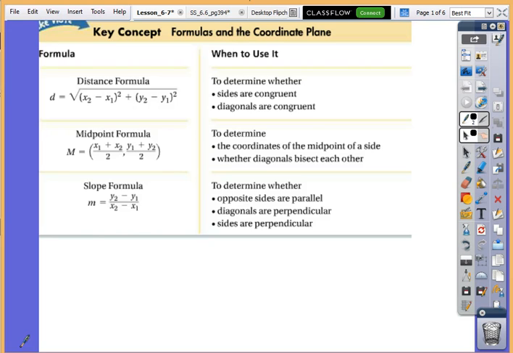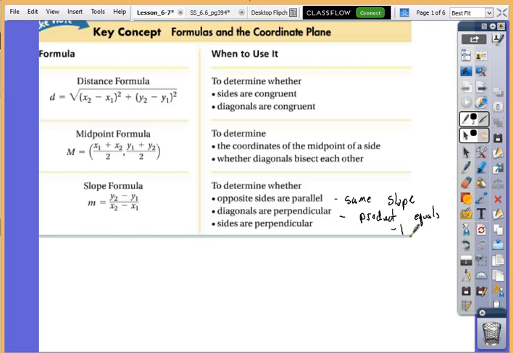And then finally, the slope formula. Why would we need to know the slope? Well, if two lines have the same slope, then they're parallel, right? And if two lines have slopes whose product equals -1, then they're perpendicular. So a slope product that comes out to be -1, those two lines are going to be perpendicular. When the slopes are the same, those two lines are going to be parallel.